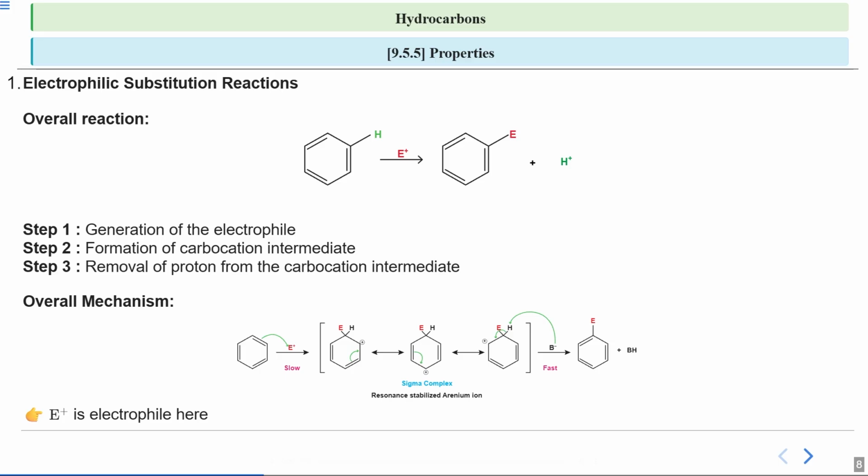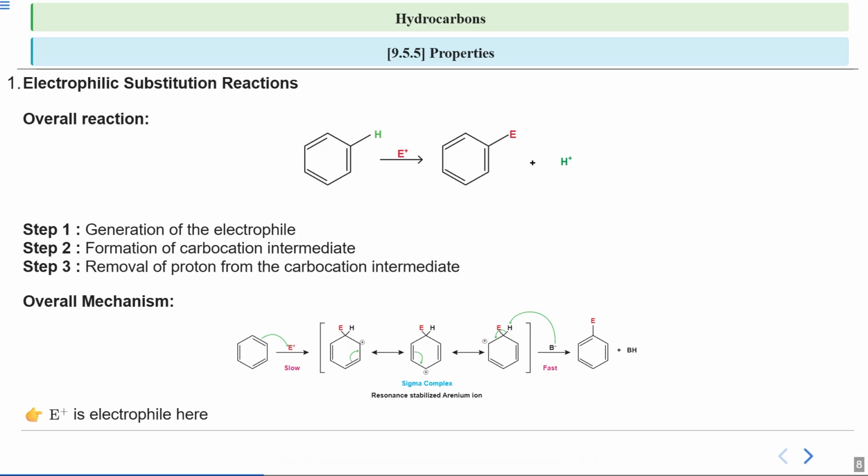In the first step, the slow step, an electrophile E plus attacks the electron-rich benzene, disrupting its aromaticity and forming a resonance-stabilized carbocation intermediate known as sigma complex or arenium complex. This complex shows delocalization of positive charge across the ring.